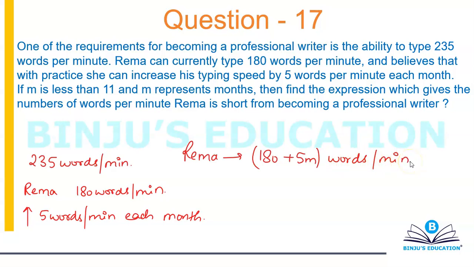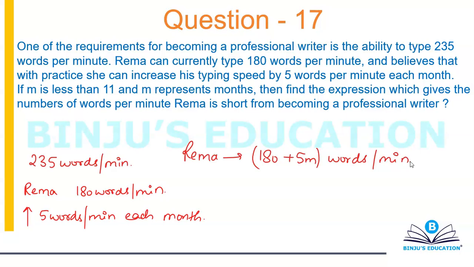She'll be able to type 180 plus 5m. Now if you want to reach 235, then the difference between 235 and 180 is 55. Divide by 5, that's going to give you exactly 11 months. And the question tells you that m is less than 11.